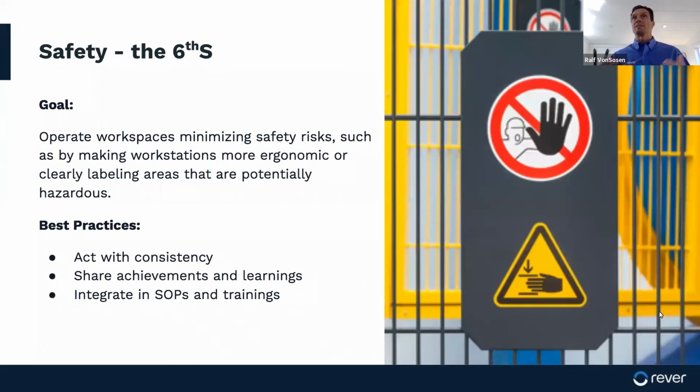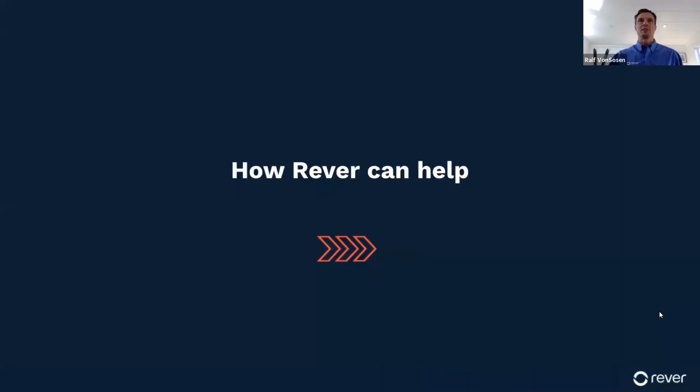Safety is the sixth S. A lot of people are adding that S. A lot of organizations are focusing on that as well. Others make it part of all the other S's, but calling that out separately. The goal is to operate workspaces by minimizing safety risks, such as by making workstations more ergonomic or clearly labeling areas that are potentially hazardous. Some of the best practices are to act with consistency, share achievements and learning, integrate into the standard operating procedures and the training, all the learnings and things that you're doing for safety.